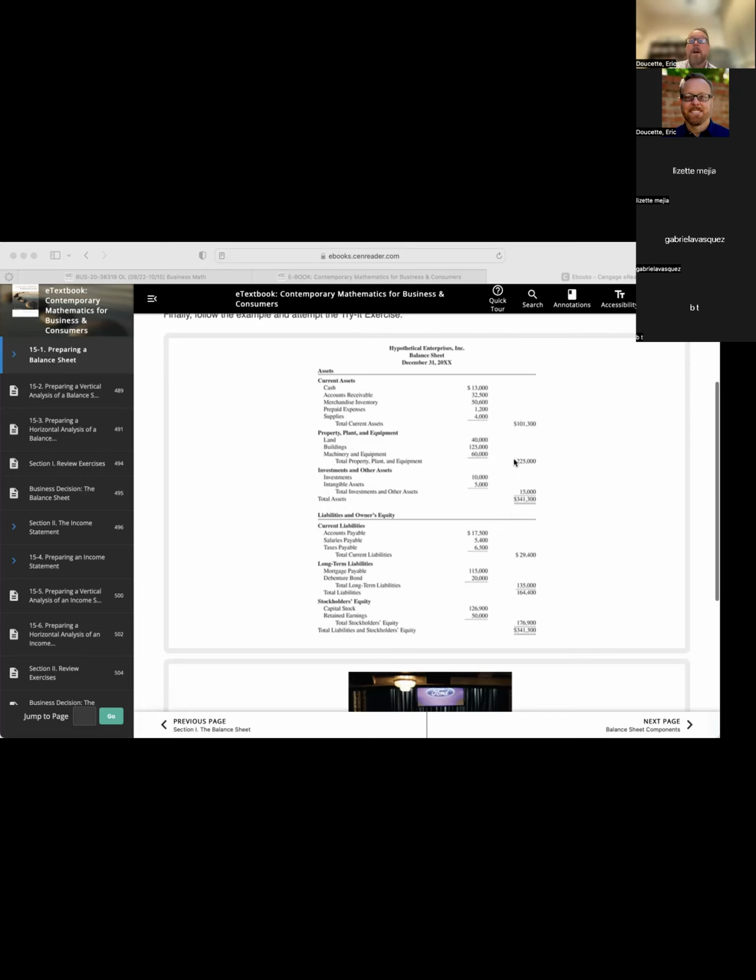And then if you notice here on plant, property, and equipment, you have all those added up and they come out to 225. And then in your investments, you have another 15,000. So that's all added up to the 341,300.